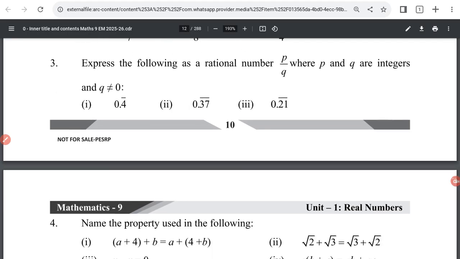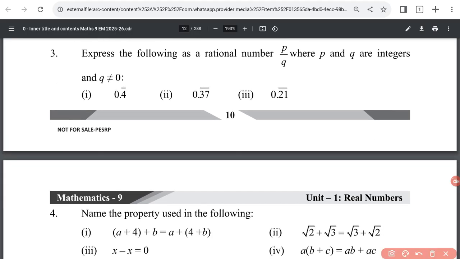So in question 3 we have: express the following as a rational number p over q, where p and q are integers and q is not equal to 0. So here we have 0.4 bar. First of all we let x is equal to 0.4 bar, so we can write it as x is equal to 0.444 and so on.